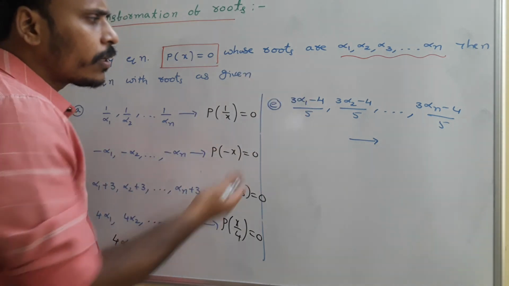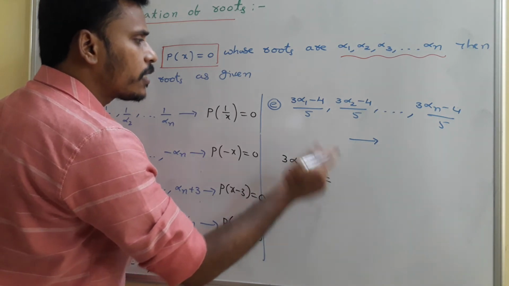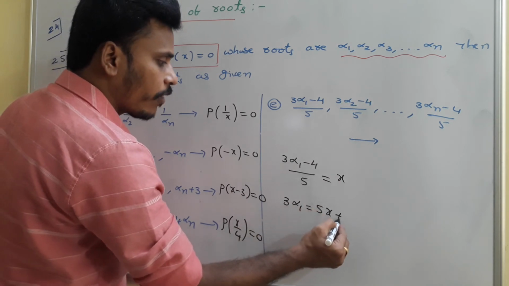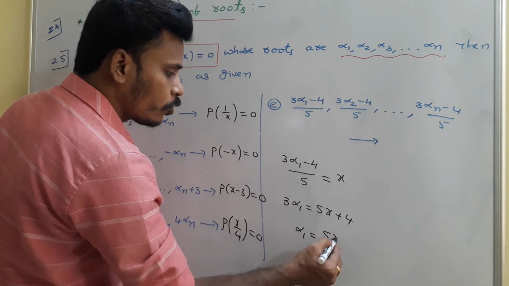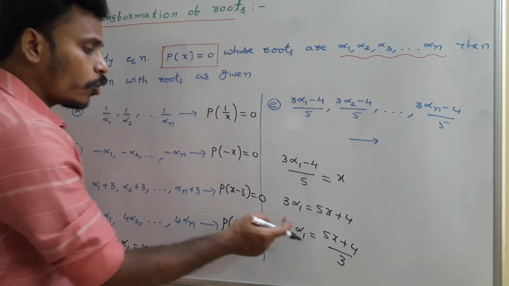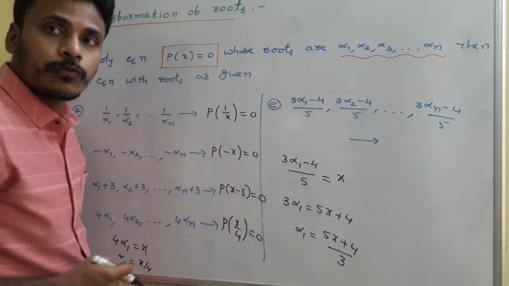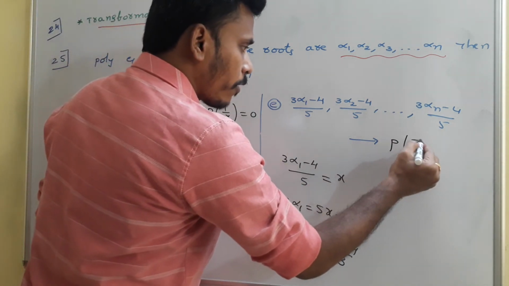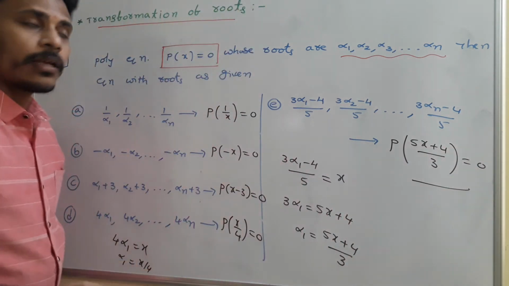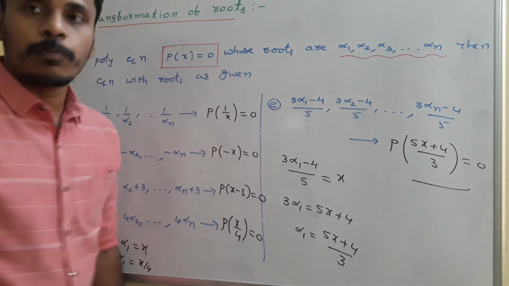And now for this problem, it is also the same way, but it is given that 3 alpha 1 minus 4 by 5 is the general format of the roots. Take it as x. So 3 alpha 1 equals 5x plus 4 and alpha 1 equals 5x plus 4 by 3. Since alpha 1 equals 5x plus 4 by 3, this alpha 1 will satisfy p of x. So view it as alpha 1, replace with that 5x plus 4 by 3. So your answer is p of 5x plus 4 by 3 equals 0. Very simple, right? You just replace x of the given equation with this 5x plus 4 by 3.